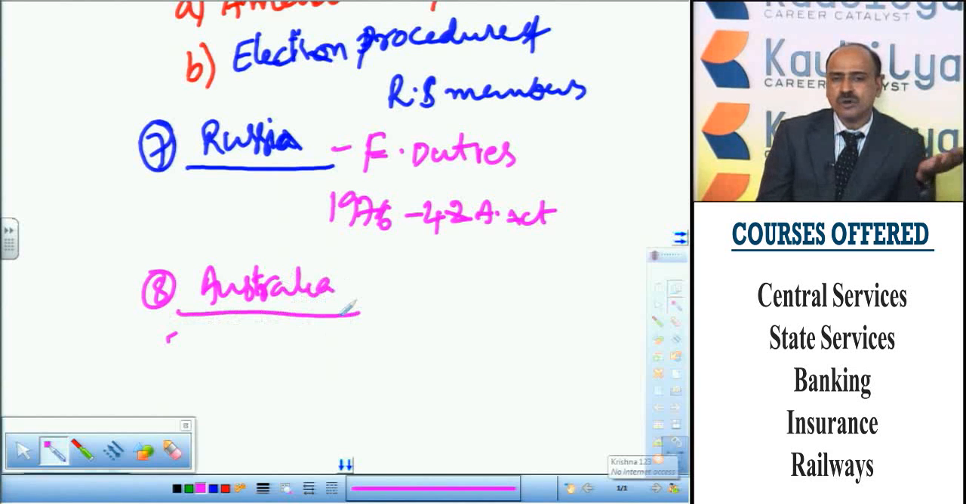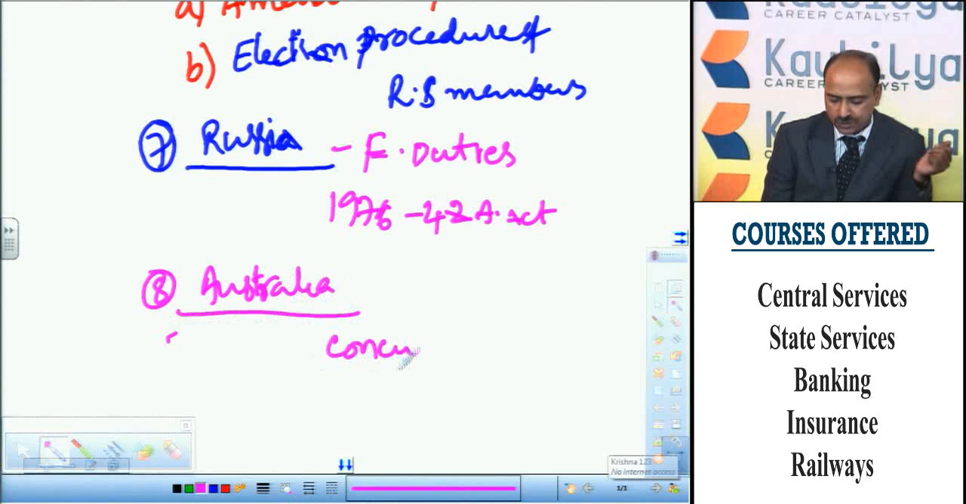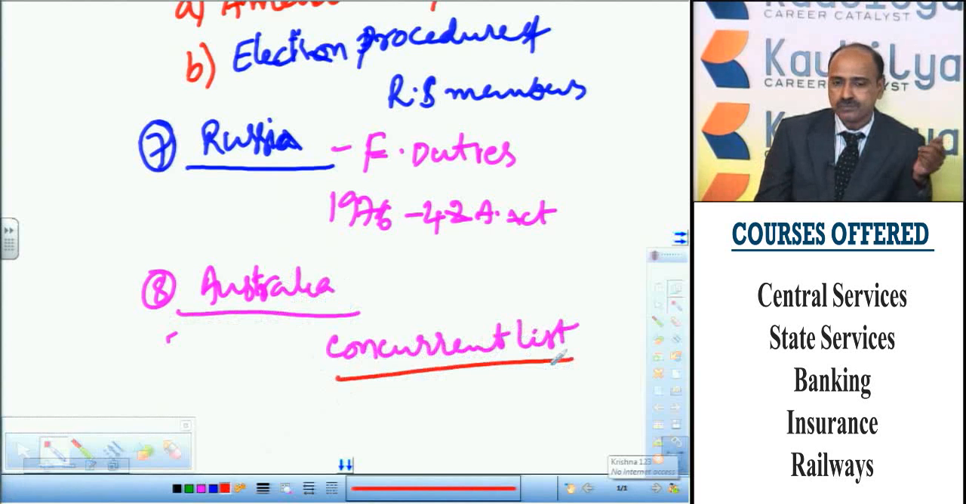Only one concept we borrowed from Australia, that is the concurrent list. A total of 50 items are mentioned in the concurrent list. Central list, state list and concurrent list are there. The concurrent list concept is an Australian concept.